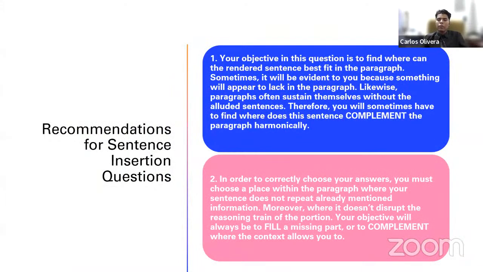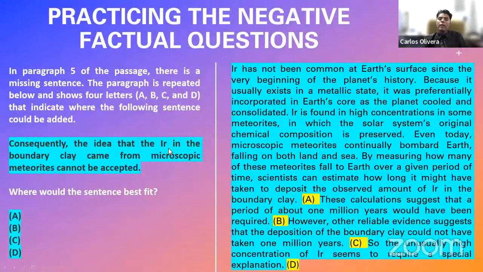So now I will continue. Sometimes it will be evident to you where you should put your sentence because something will appear to lack in the paragraph. Likewise, paragraphs often sustain themselves without the given sentence. So you're going to have two possible scenarios. The first one could be that it's super easy for you to know where the sentence is going to fit appropriately. Why? Because you are going to know when you're reading the paragraph that something is lacking.